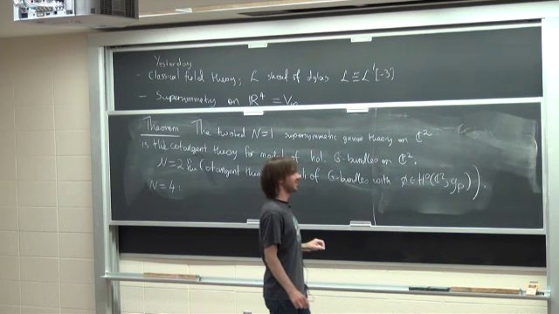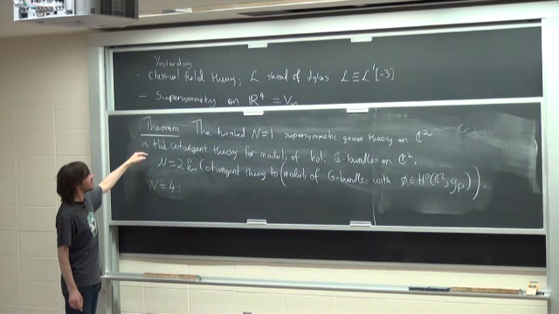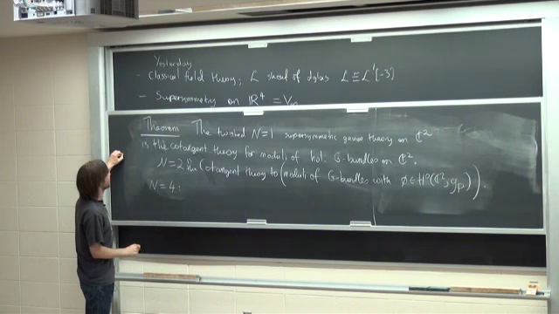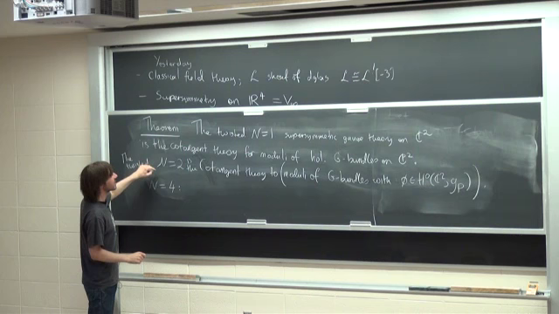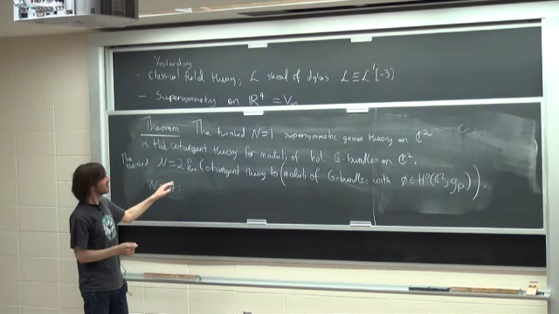N equals 2 is the... Not twisted, N equals 2. Is the cotangent theory with N equals 2? So the twisted N equals 2 supersymmetric gauge theory. So take this sentence, put 2 there. Just N equals 2.